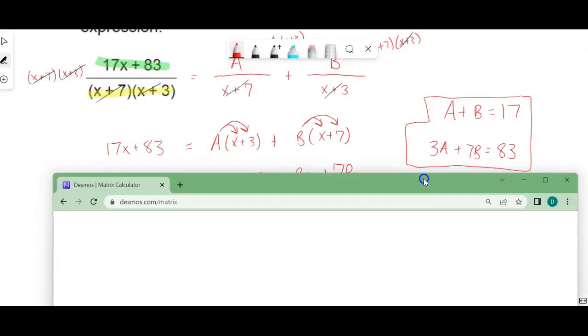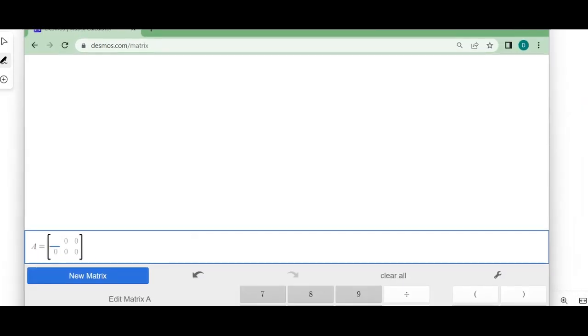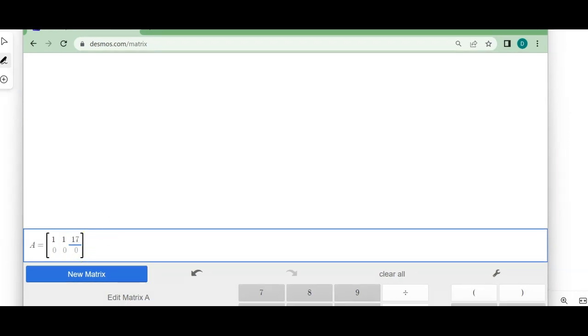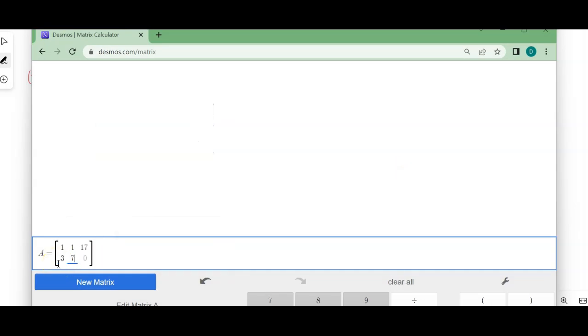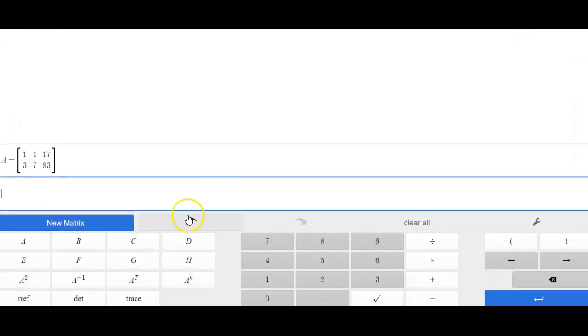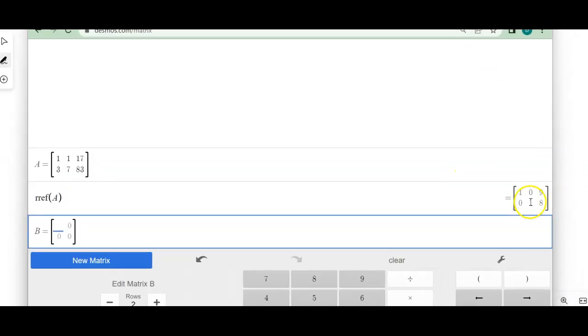So what we're going to do is put the coefficients of the left side, the a and the b. So there's one a, there's one b, and then the constant that they're equal to, which in this case is 17. And then the other equation, we have 3, 7, and 83. So there's that matrix. And once I have that, I'm going to press right underneath where it says new matrix. It's got the names of the matrices, and this is the one that you're going to use, RREF, matrix A, and it tells me over here to the side what a and b are. So a is 9, b is 8.